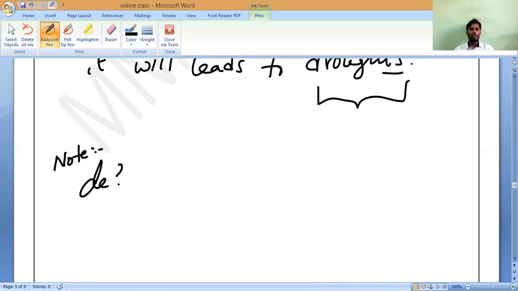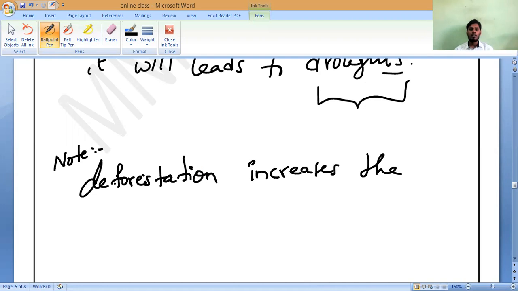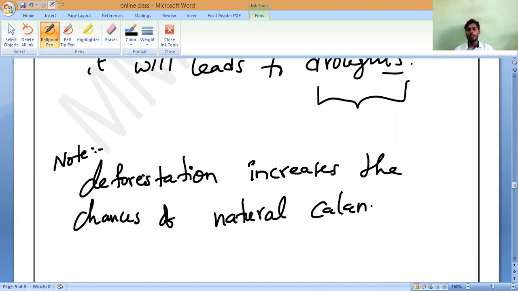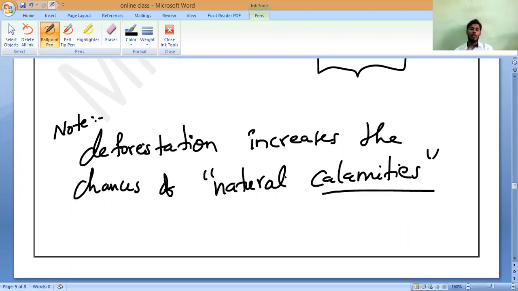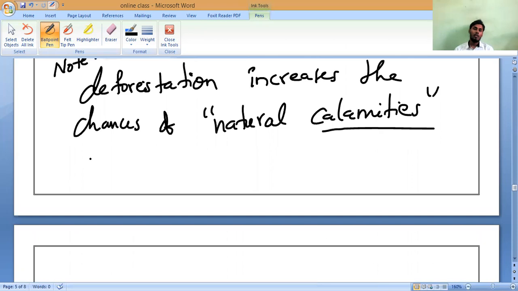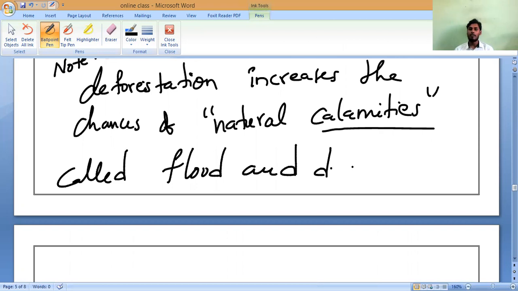Note, deforestation increases the chances of natural calamities. Natural calamities means natural disasters. Do you understand, Chaitanya? Johan, Shruti? Yes, sir. This means dangerous things. Dangerous, that is natural disasters. Natural calamities are called what? Called floods and droughts. Right.